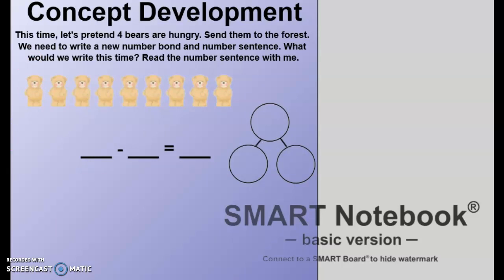Oh my goodness. Now 4 bears got hungry and walked in the woods. 1, 2, 3, 4. So 4 bears got hungry and they walked in the woods. Go ahead and fill out that number bond for me, please. Let's see. Yep, we had 9. How many walked in the woods? 4, and they're right down here. And then we have 1, 2, 3, 4, 5 over here.